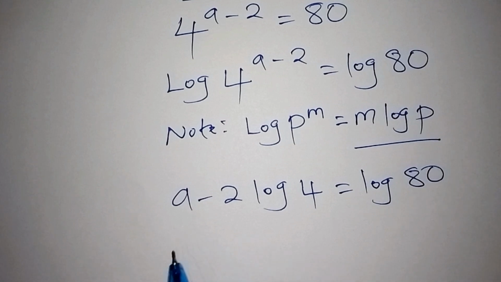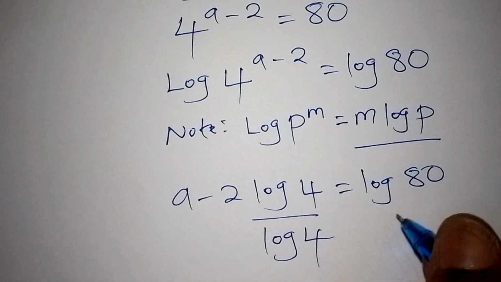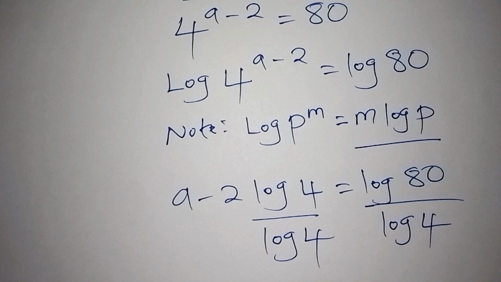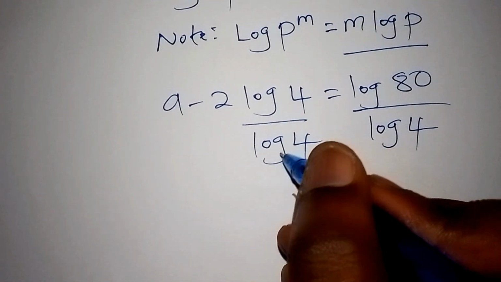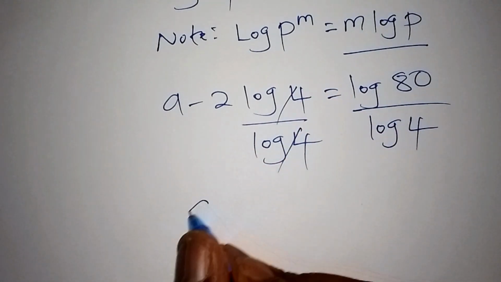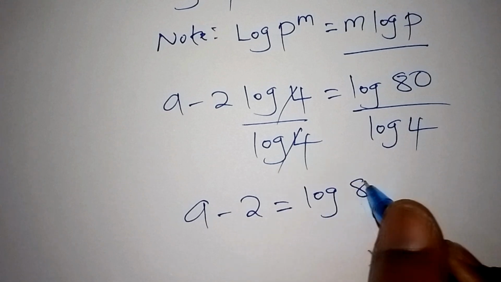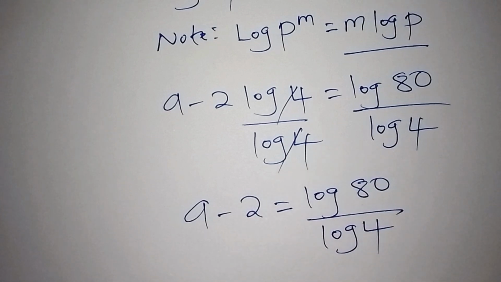We want this side to remain with a minus 2, so we shall be forced to divide both sides by the log of 4. Then also this side by the log of 4. Don't forget to do that. So in our next step, the log of 4 and the log of 4 shall cancel. We shall remain with a minus 2 is equal to the log of 80 all over the log of 4.